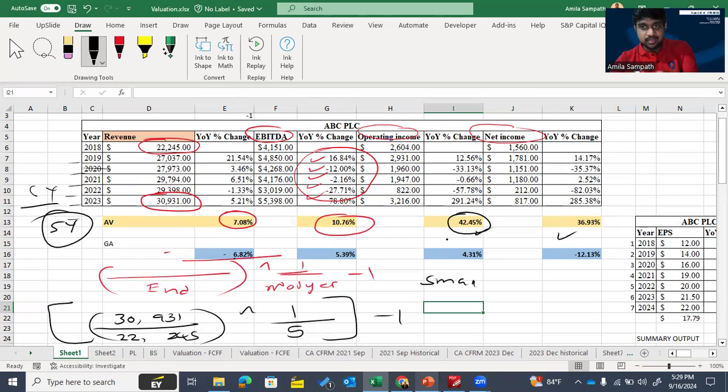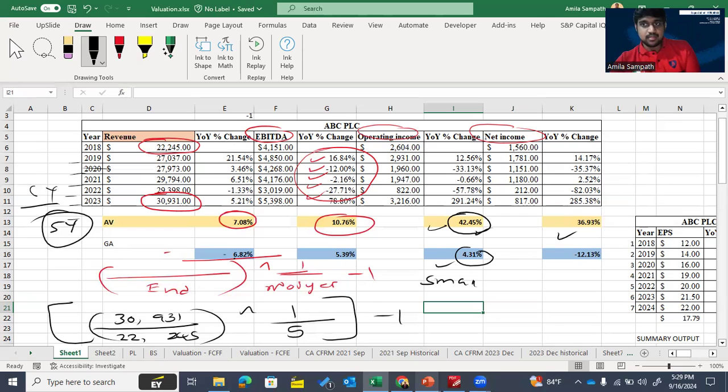But you can say the arithmetic average is 42, but from the geometric average it is 4.31. From the geometric average, 4.31. Yeah, then this one is okay. It is reasonable. Therefore, we can use this 4.31 as our growth rate. Then same for the net income.